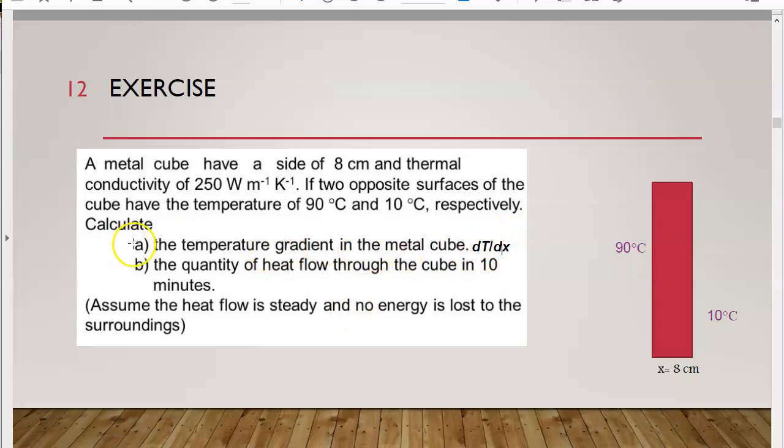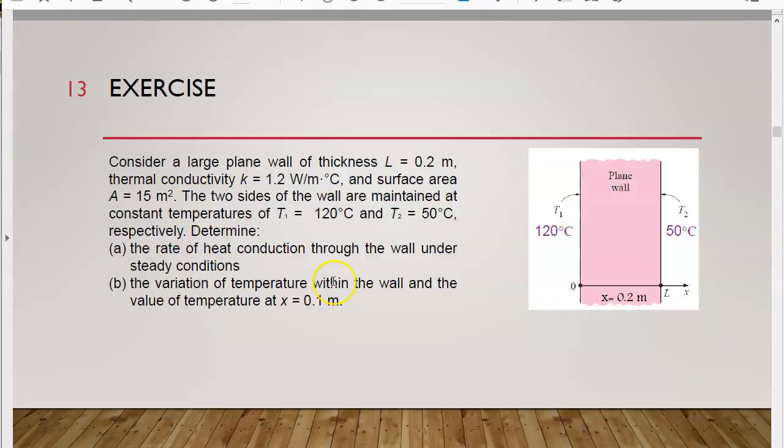The temperature gradient only needs dT over dx. And the one that asks for the quantity of heat flow in 3 minutes means you need Q dot. This is Q dot, and this one is dT over dx. Next one is a plane wall. The temperature difference is 120 minus 50, X is already given, K is 1.2 watts per meter degree Celsius. So calculate the Q.